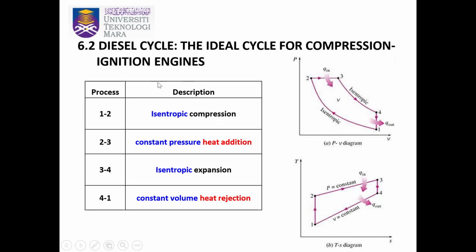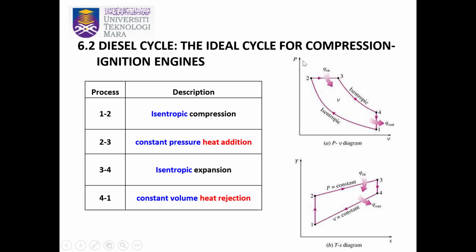Alright, so what is the process for this diesel engine? Okay, we have the same process like ICE. We have isentropic compression from 1 to 2, constant pressure heat addition from 2 to 3, isentropic expansion from 3 to 4, and constant volume heat rejection from 4 to 1.